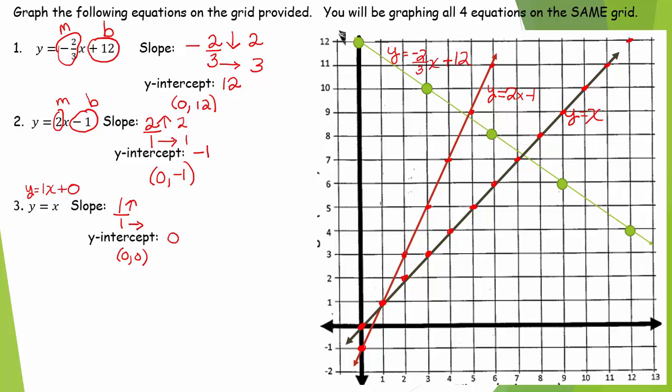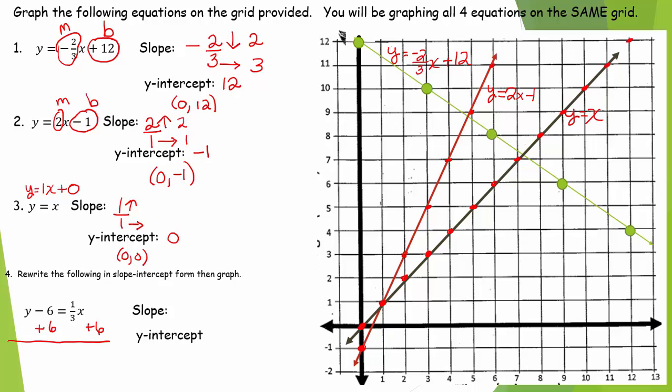The last equation I'm going to ask you to graph, we have to rewrite in slope-intercept form before we graph. We've been working on this. To rewrite in slope-intercept form just means get y all by itself, isolated on one side. So focus on the side with the y. You say, oh, there's a 6 being subtracted. How do I undo that subtraction? Addition. So I'll just need to go ahead and add 6 to both sides of that equation, and I'll have y equals 1/3 x plus 6.